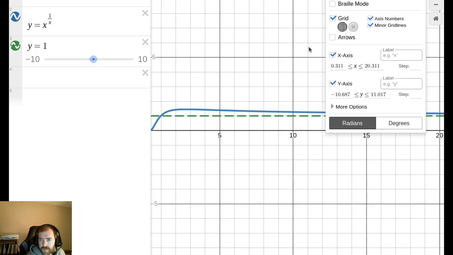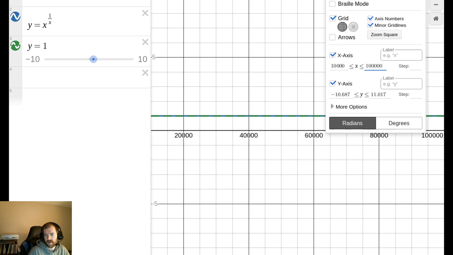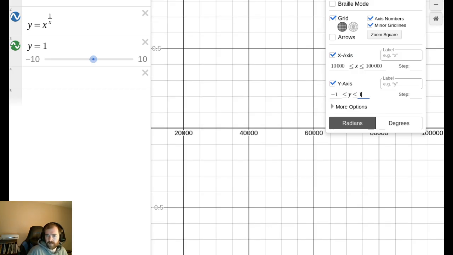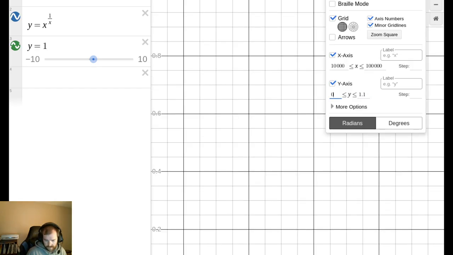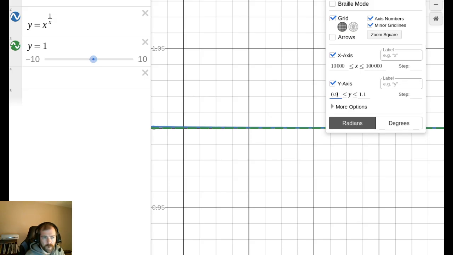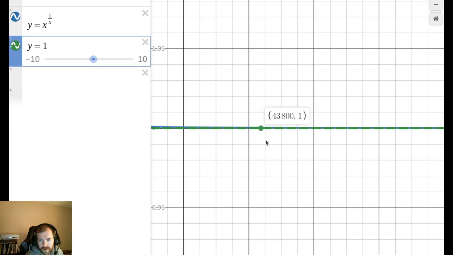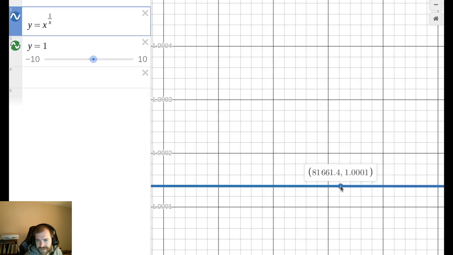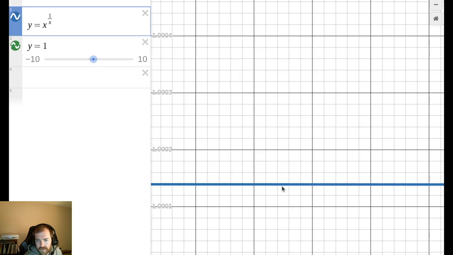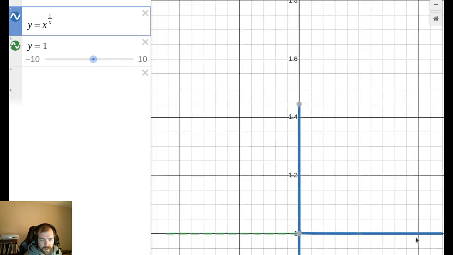And if we go to, right, ridiculously large, and then 0.9 to 1.1, we can still see that our value here is technically above 1, but it's really close. Right, 1.0001. It's really close at like 100,000. We're getting out that way.